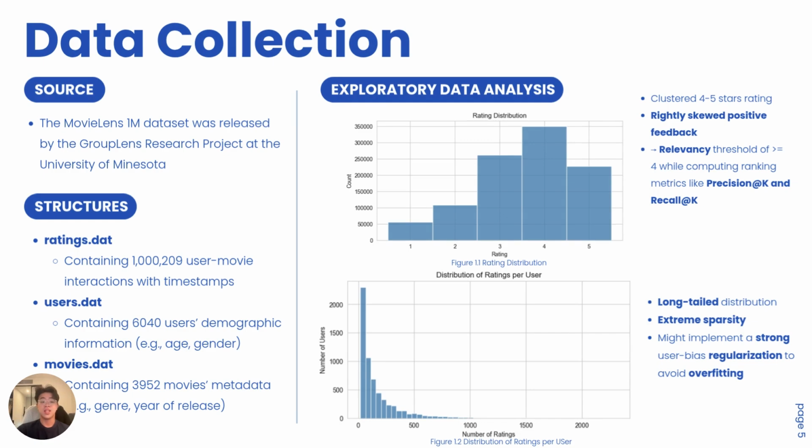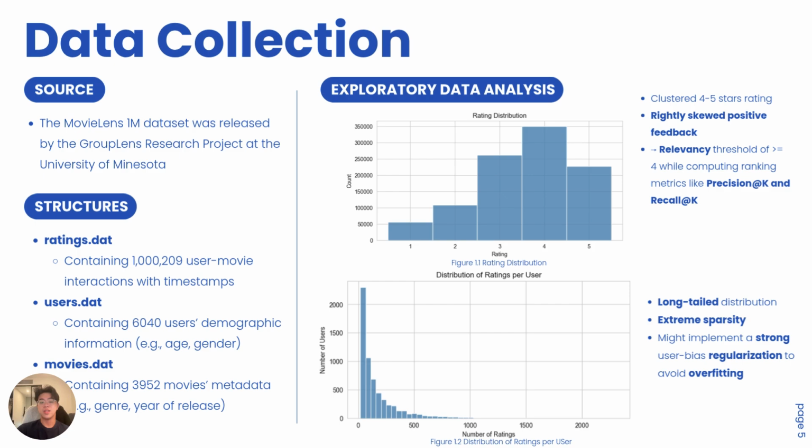The source of the data is the GroupLens Research Project at the University of Minnesota. The data is structured in three files. First, ratings.dat, which contains 100,209 user-movie interactions with timestamps. There's also users.dat, containing 6,040 users' demographic information such as age and gender. Lastly, there's movies.dat, containing 3,952 movies' metadata, such as genre and year of release.